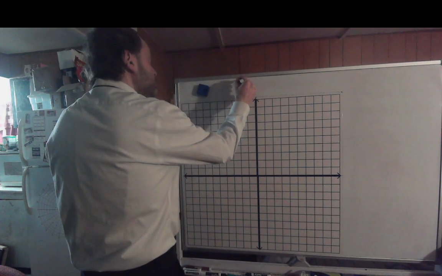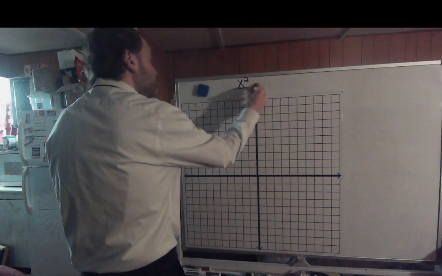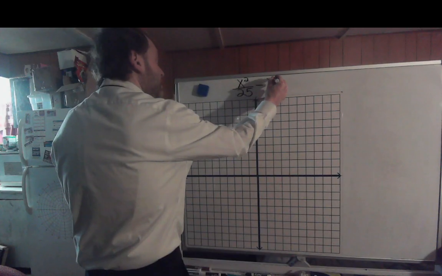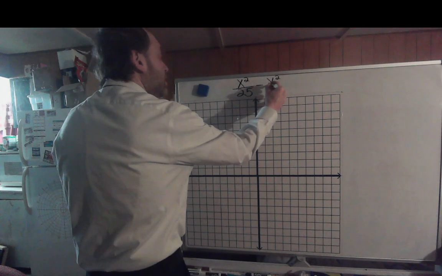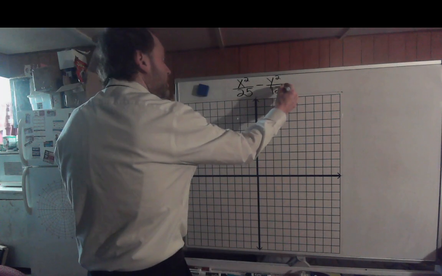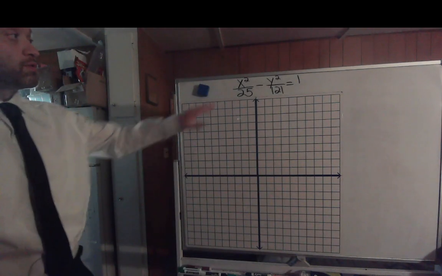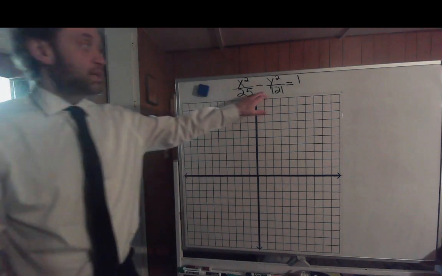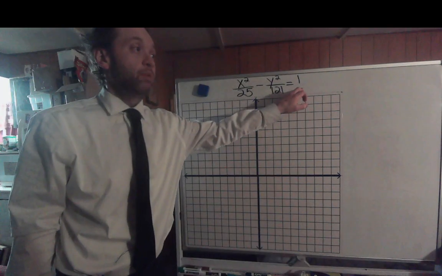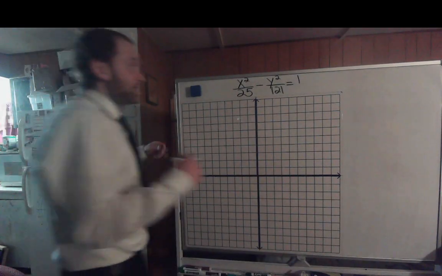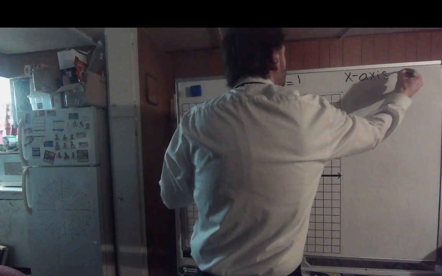So we have x squared over 25 minus y squared over 121 equals 1. Well, the x variable comes first, so that tells you the x-axis is the major axis. So that helps right there.